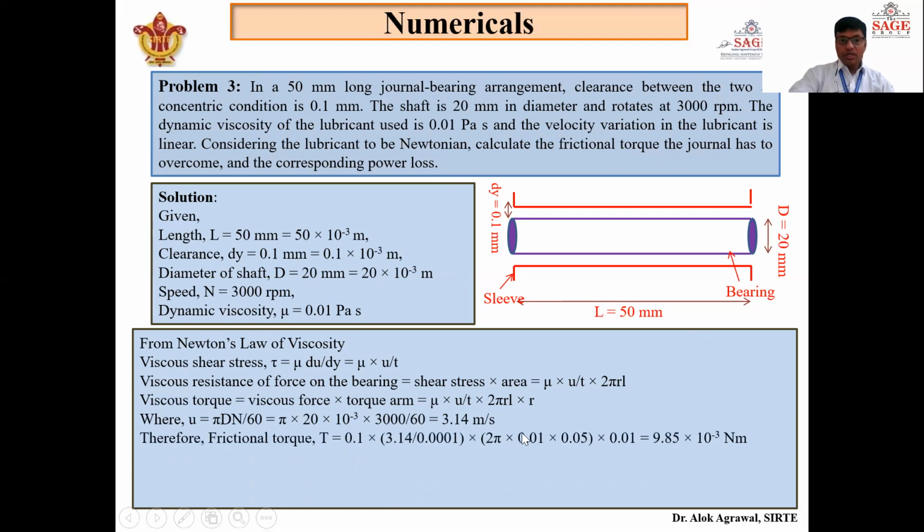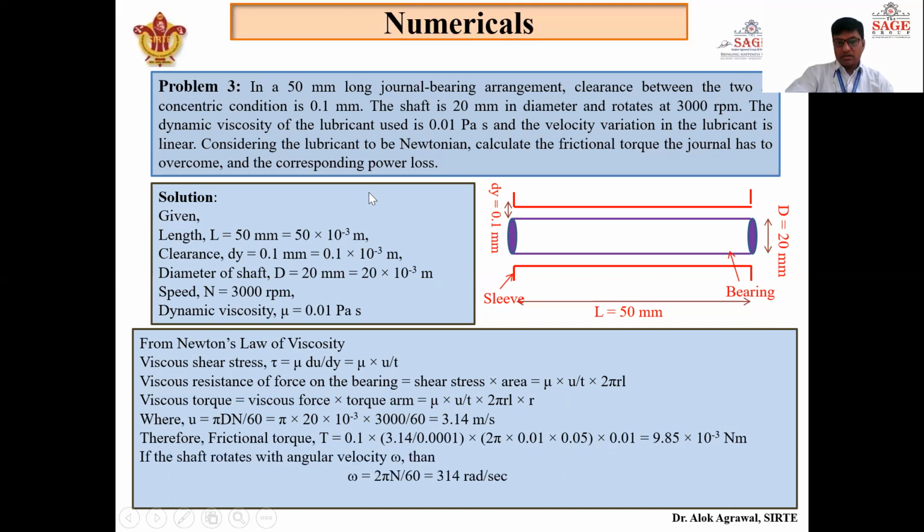Now substituting the values in this equation, mu is given, we have substituted the value of u, we have substituted the value of dy, 2 pi into r into L, and this is again r. So we get torque as 9.85 into 10 to the power minus 3 Newton meter.